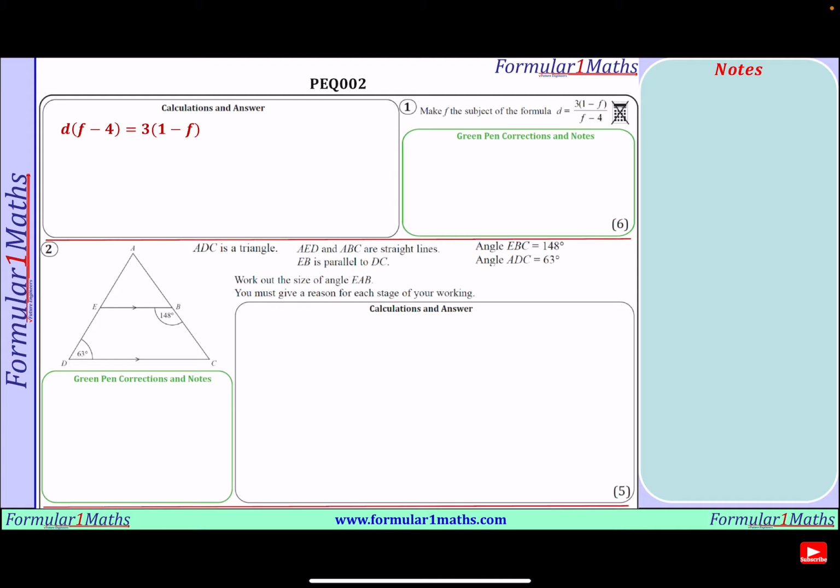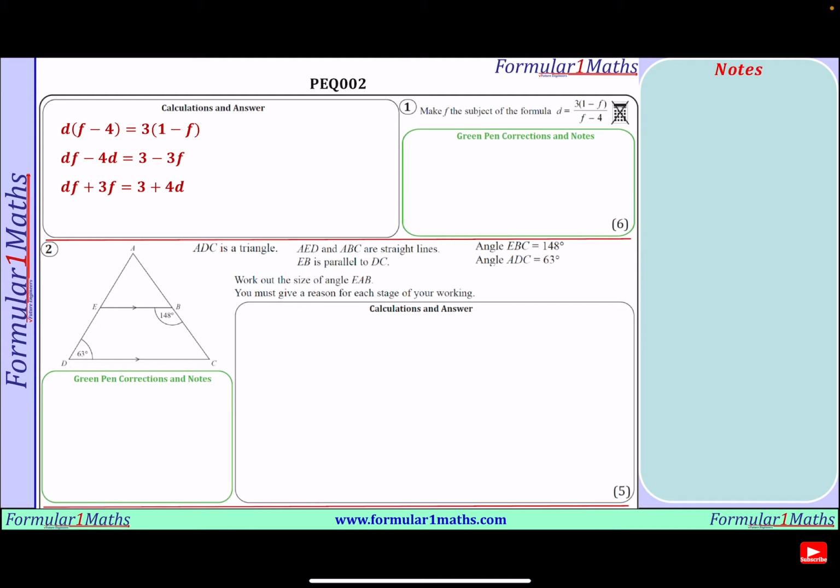The next step would be to expand the brackets. So if you expand the brackets, you're going to get df minus 4d equals 3 minus 3f. Then we collect like terms. We bring the 3f over here and take 4d over there. So if you do that, you're going to get this.